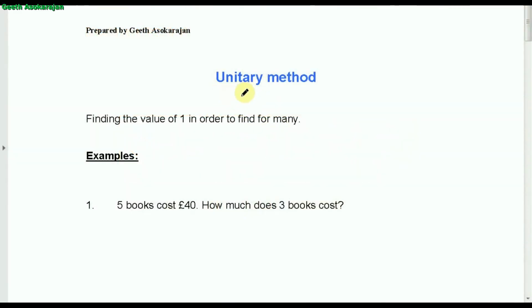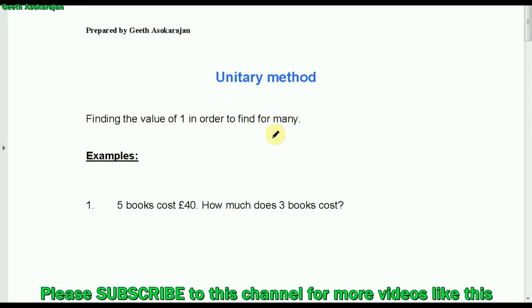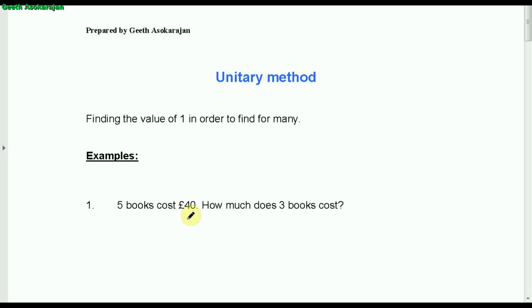Right, in this video we're going to discuss the unitary method. So here's the idea of the unitary method. The idea being we're finding the value of one in order to find the value of many. So for example, number one, 5 books cost £40. How much does 3 books cost?